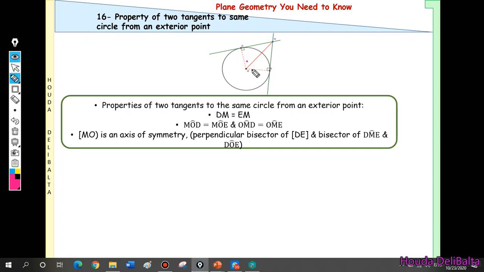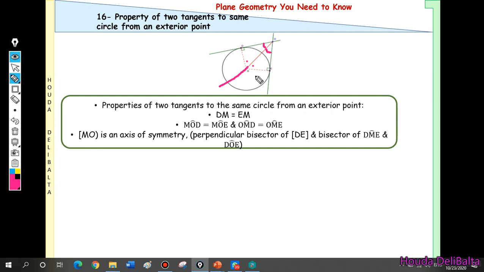So MOD is equal to MOE, and OMD is equal to OME. It's as if we are saying that line MO, if we extend it, is an axis of symmetry for the figure. If we fold the figure along that axis of symmetry, we can notice that MD will coincide with ME. This angle will coincide with this, and this will coincide with this.